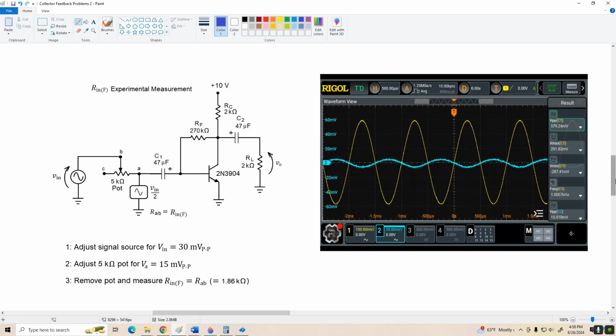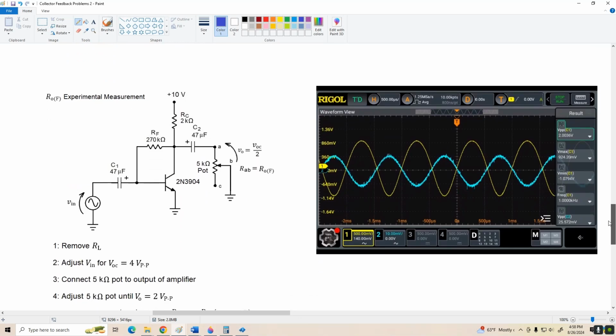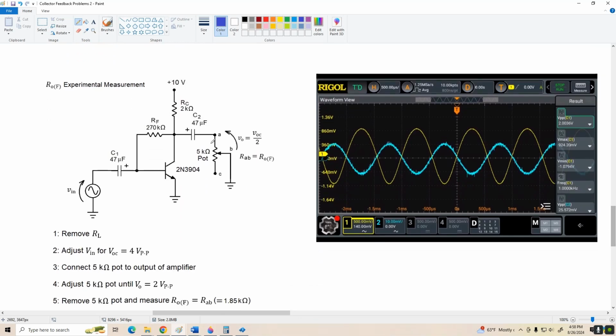Likewise, to measure the output resistance, I removed the load resistor and replaced it with a 5 k ohm pot. Before I put the pot in there, I adjusted the output for 4 volts peak to peak. Then I connected the pot and adjusted it until Vout was 2 volts peak to peak. At that point, my pot is set to the same resistance as the output resistance of the amplifier. I pull it out, measure the resistance from A to B, and it worked out to be 1.85 k ohms.